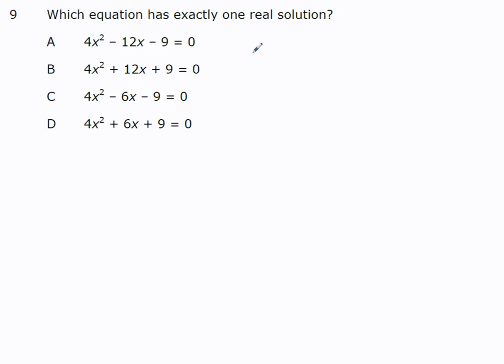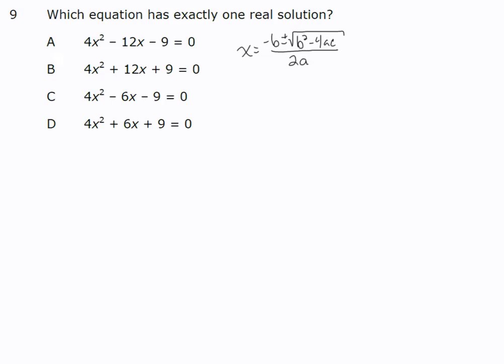I use a song, well, a couple of songs. I think the more popular one goes to the tune of Pop Goes the Weasel, and it goes like this. X equals negative b plus or minus square root b squared minus 4ac all over 2a. Alright, so that's the quadratic formula.